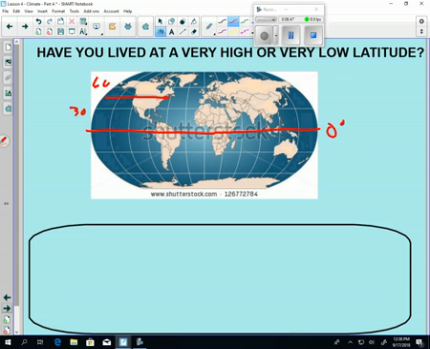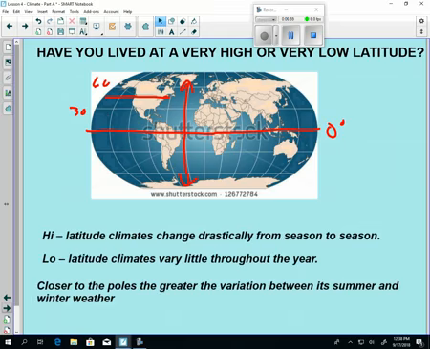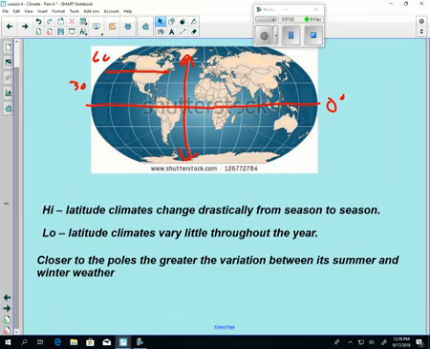So the higher you go, the colder it gets. The lower you go, the warmer it gets. So the closer you get to the equator, you're going to get a different climate than you do at the poles. So at high latitudes, where we are up in here, we have seasons. We have spring, winter, fall, and summer. We change. But if you were living at the equator, you'd have the same type of climate all year round.